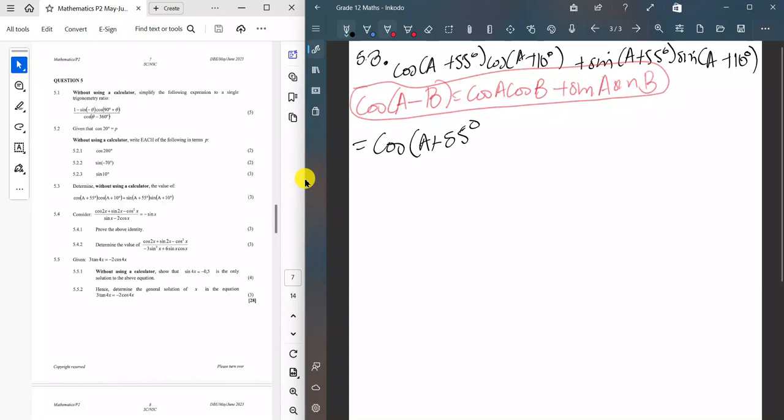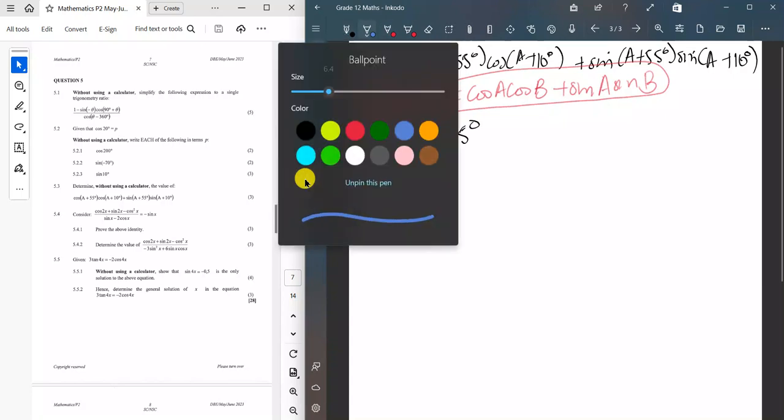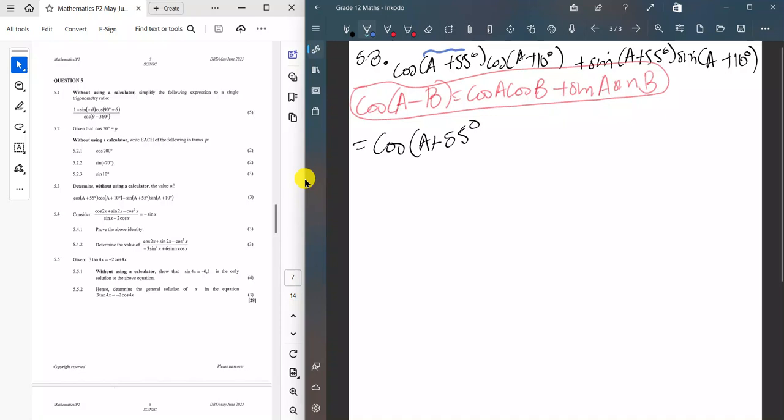It's like I'm saying, this part here is your A, and this part here is your B. Especially, sorry, this one here is your B. Okay, so we say A plus 55 minus, what is the B? It is A plus 10. So I'm going to put it in a bracket. A plus 10, close.